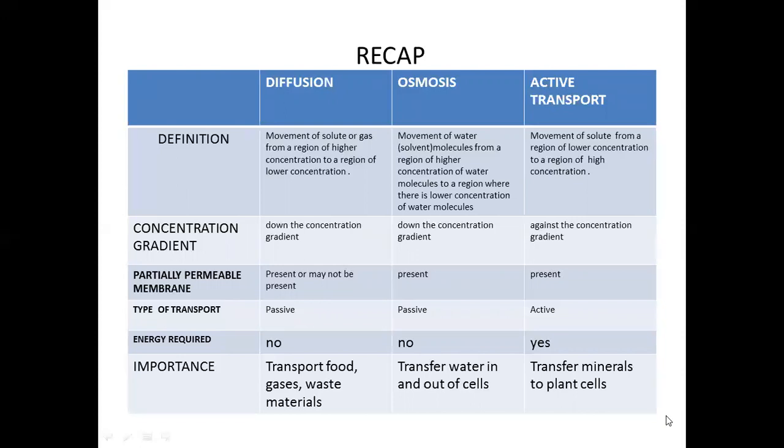In diffusion, a partially permeable membrane may or may not be present, but in osmosis and in active transport, it is present. A partially permeable membrane is a membrane which allows some particles to pass and some not because of the tiny holes present in it. An example of a partially permeable membrane is the cell membrane and Visking tubing.